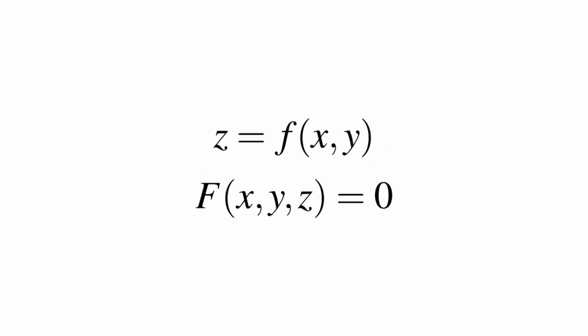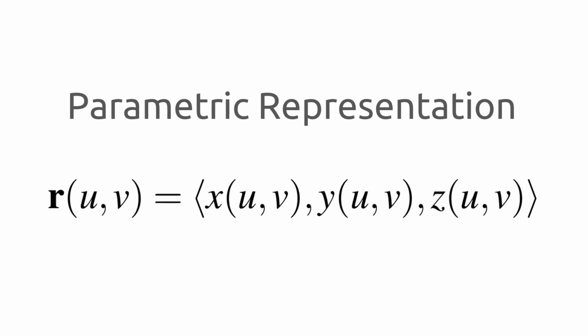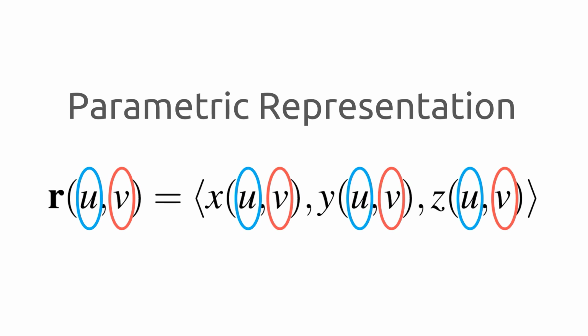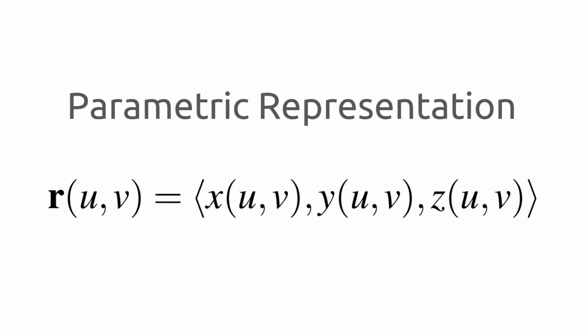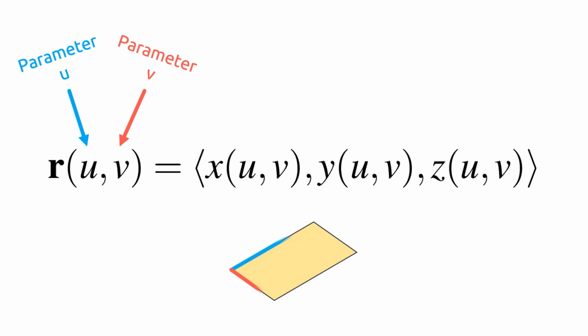We have seen surfaces given in the explicit form and implicit form. There is also a parametric representation that we can use to describe a surface, in the form of a vector function r of u, v. This vector function gives the position of a point on the surface when specific values of u and v are chosen in their respective domain. One thing to remember is that there are two parameters in the parameterization.